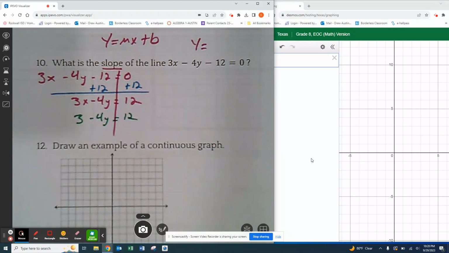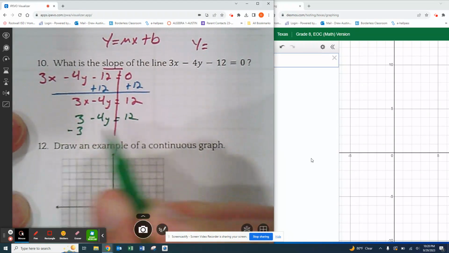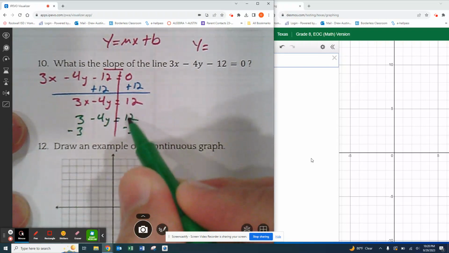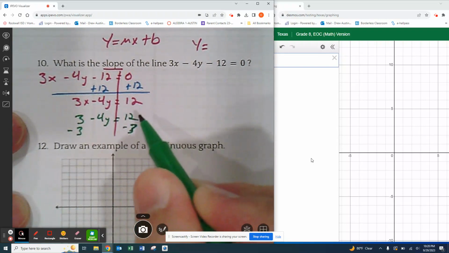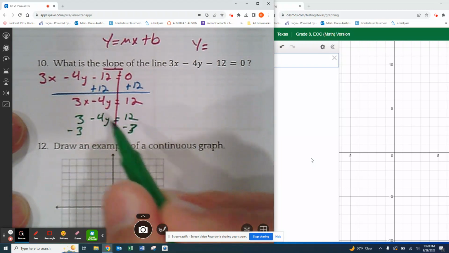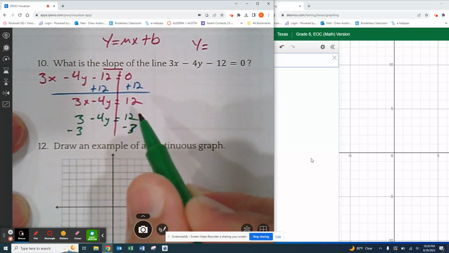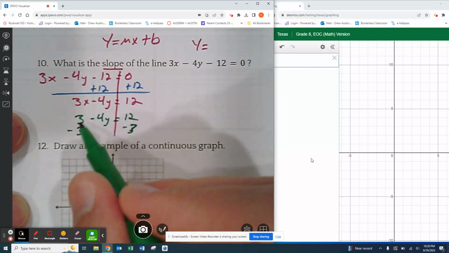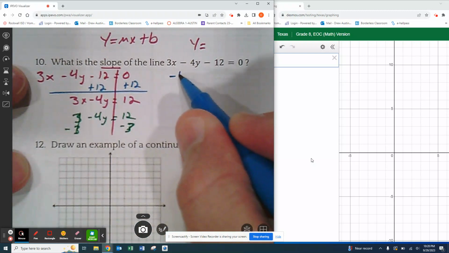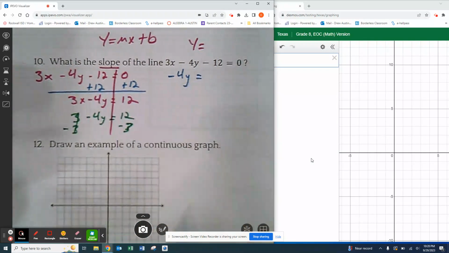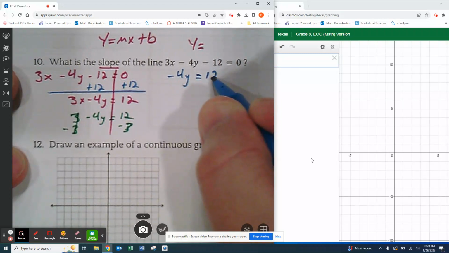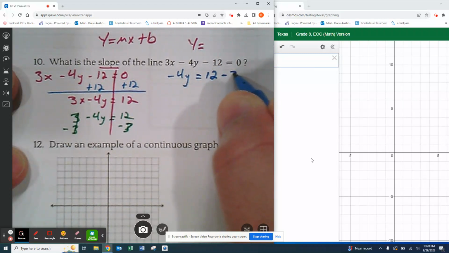So my first step would be to subtract 3. Now here's the difference in this. I'm not going to do this arithmetic over here. I'll do it over here because I need to get y by itself, but I'm going to hang on to it here. Let me show you. 3 minus 3 goes away. I'm left with negative 4y equals 12 minus 3.